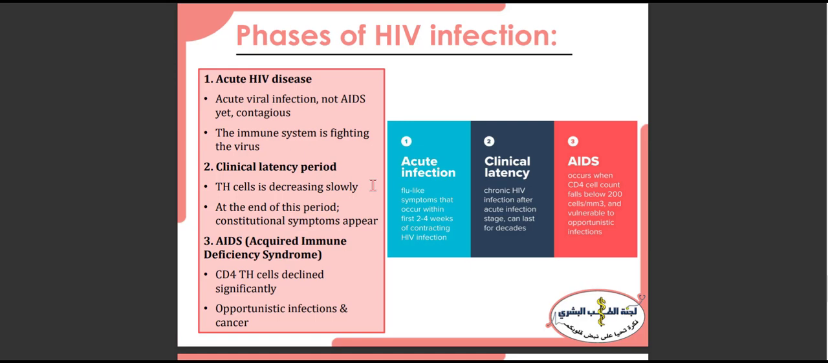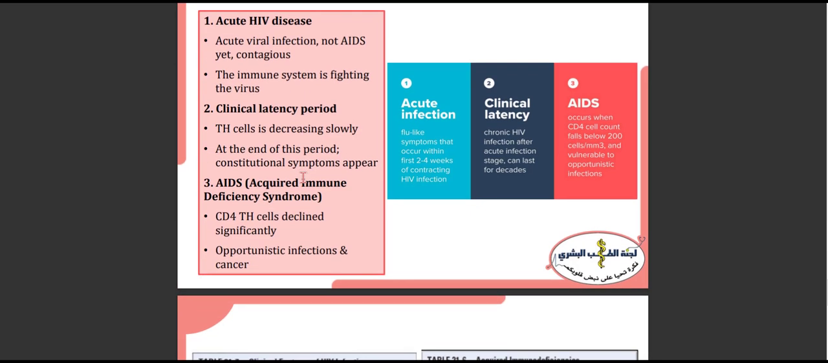The second one, which is the clinical latency period. هون T helper cells are decreasing slowly. يتم مهاجمة الـ T helper cells من قبل الفيروس. بانتهاء هاي الفيز، this clinical latency period، the constitutional symptoms appear and clinical latency period can last for decades. ممكن تقعد عقود كاملة، اللي هي chronic HIV infection after the acute infection.